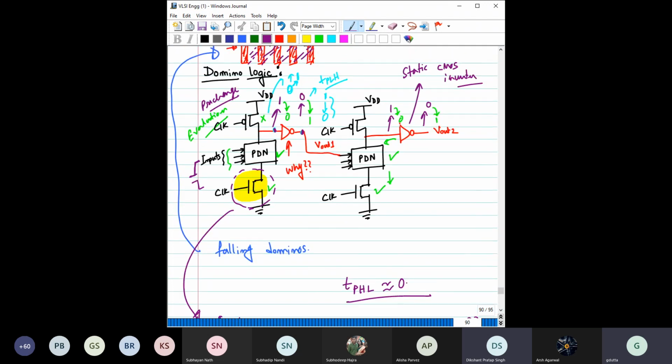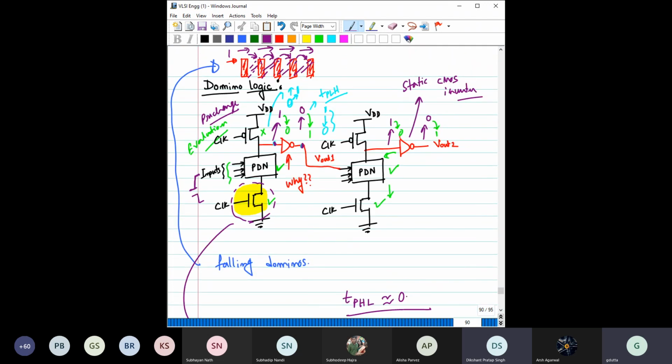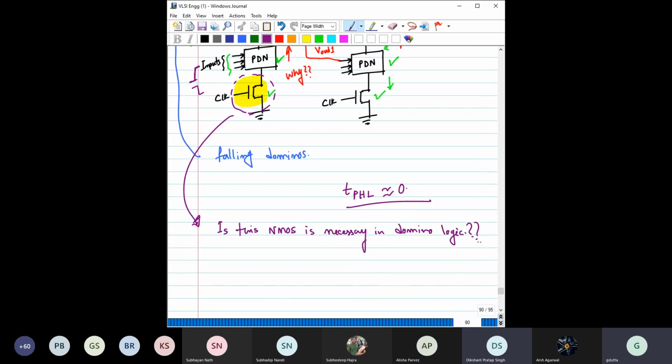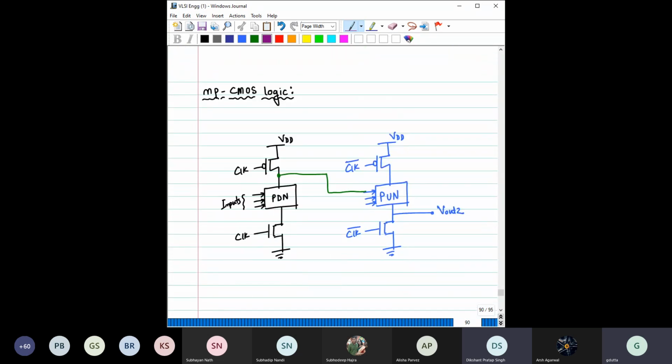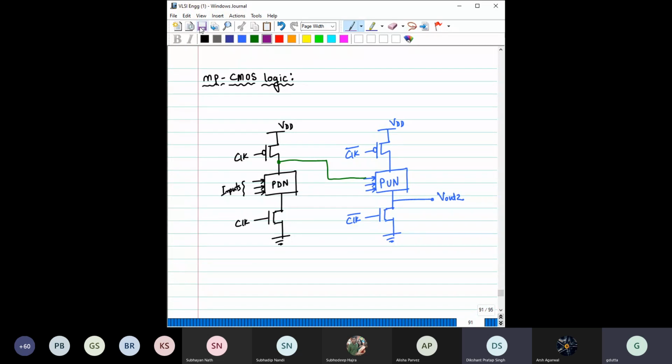So that issue, cascading different dynamic logic, can be solved using a domino logic, right? Similarly, another logic has been proposed, which is called the NP CMOS logic. It also solves the same cascading issue, but it does it in a different way. It is also pretty easy to understand why this is working. See here, this part is as usual.